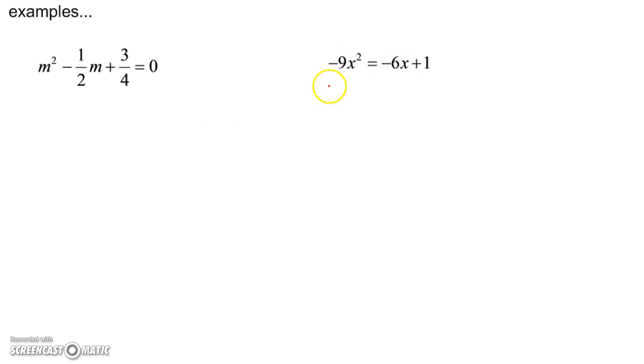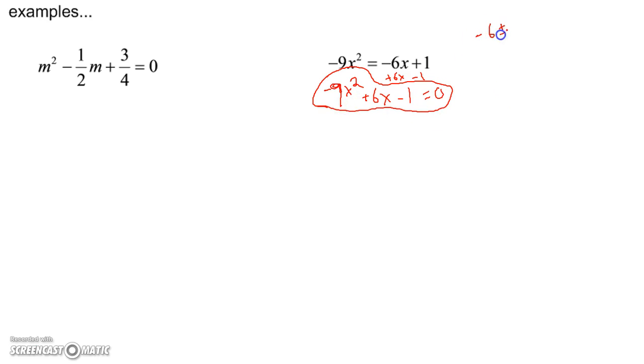You can rewrite this into standard form. Let's look at this one on the right here. We have minus 9x squared. We're going to plus 6x, and we're going to minus 1 on both sides. You end up with 9x squared plus 6x minus 1 equals 0. Now it's in ax squared plus bx plus c form. That's a 9. It looks like an a, but that's a 9. Okay, now all you have to do is plug that into the formula.